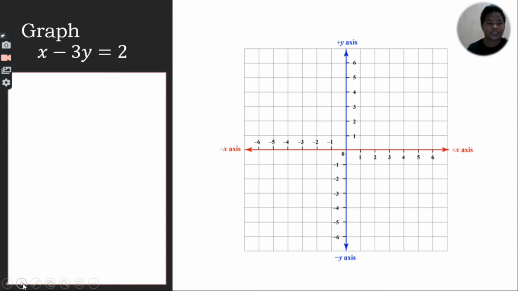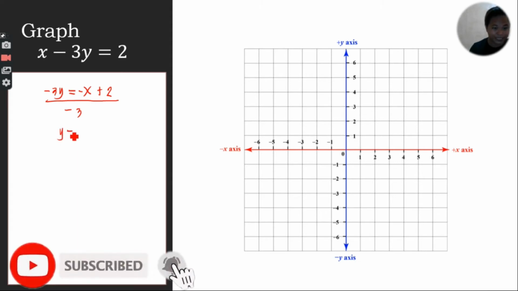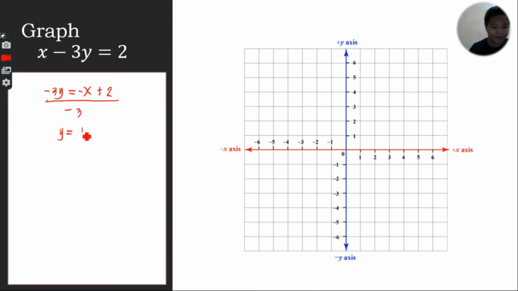Let's try to graph x minus 3y is equal to 2. So we're going to write it in slope-intercept form. Negative 3y is equal to negative x plus 2. Dividing all the terms by negative 3, then we have y is equal to negative times negative divided by negative 3 is positive 1/3 x plus 2/3. So we have the slope of 1/3.